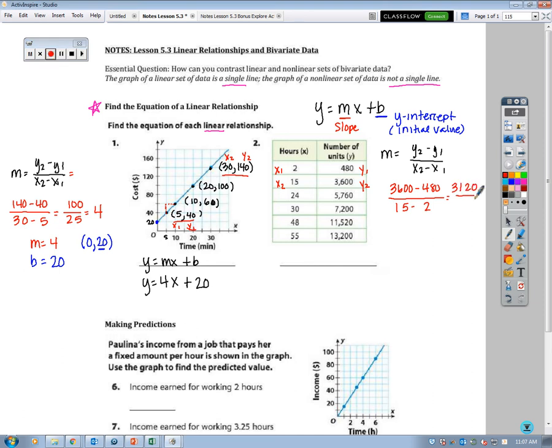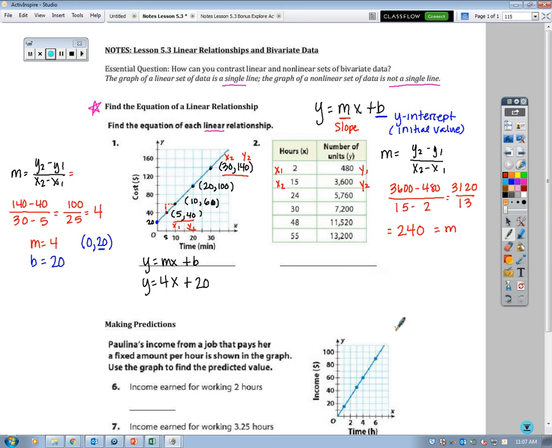So what I've got here is 3,120 over 13. And now I can simplify this by dividing. So 3,120 divided by 13 is, I'm going to work that out here real quick, 240. And so that equals my slope. Okay? So I've got my m, I've got my slope. Now I need to figure out my y-intercept. So there's 2 ways that I can do this.